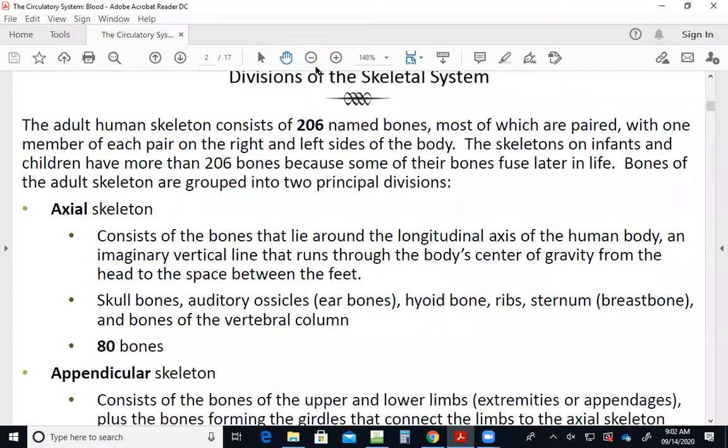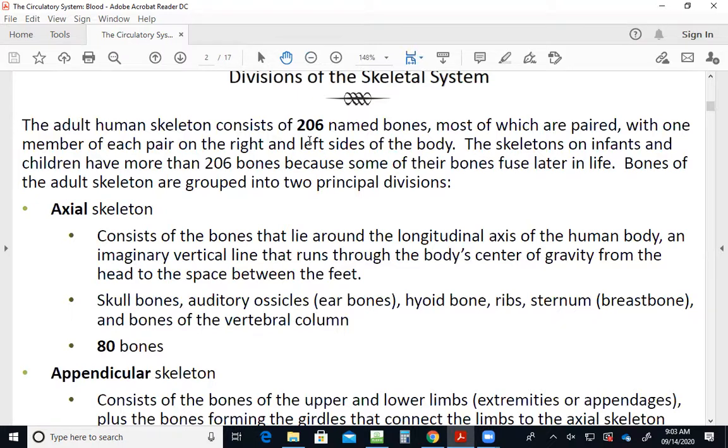Okay, so reading through, the adult human skeleton consists of 206 named bones. Key phrases there: adult human skeleton. So this is, by the time you're in your 20s to 30s, once all bones are fused together, and named bones. Now, you guys are going to learn about all of these various bones. Does that mean you're going to learn 206 different names?